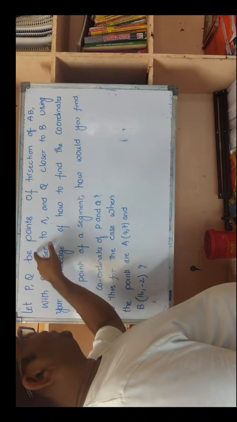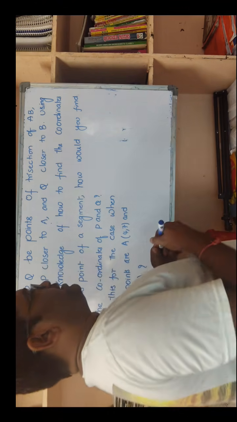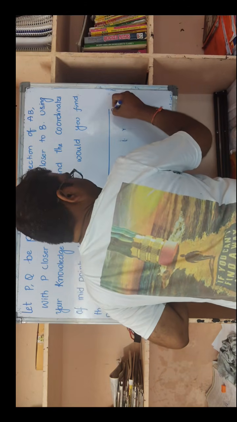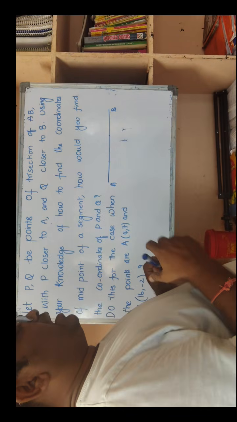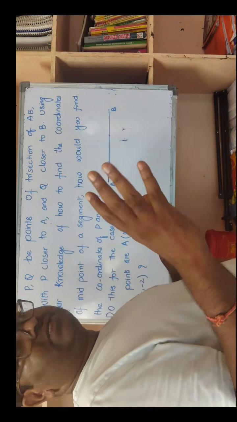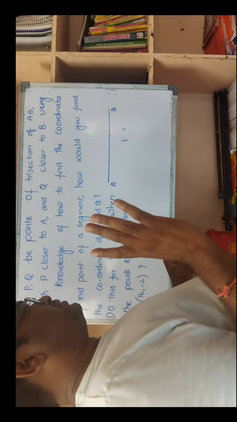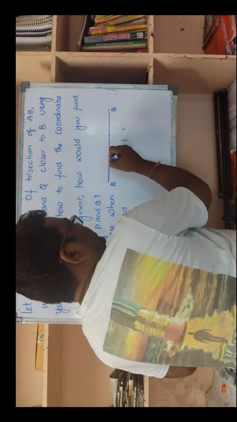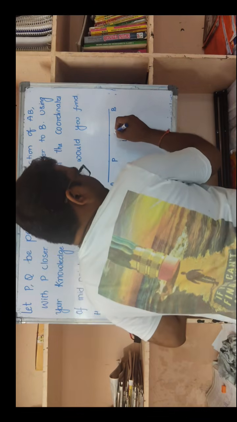So here P, Q are points of trisection of AB. That means one line segment is there, that is AB, and the two points lie on this segment AB and it is a trisection. Trisection means 3 parts equally divided with 2 points. And here it is mentioned that P is closer to A and Q is closer to B.